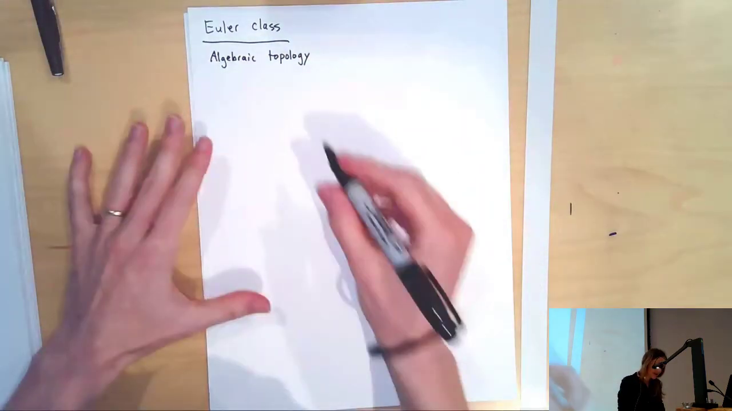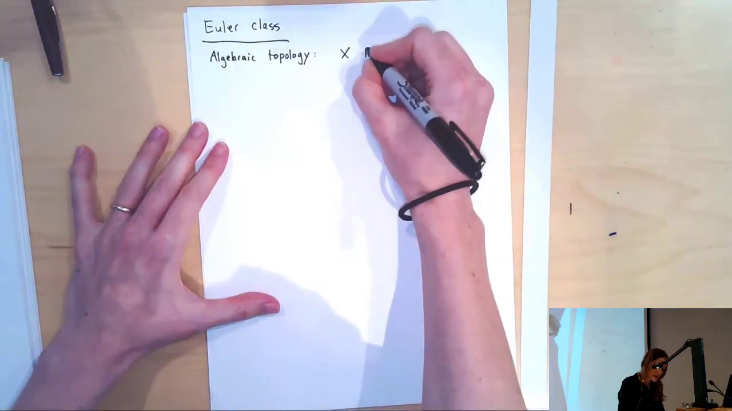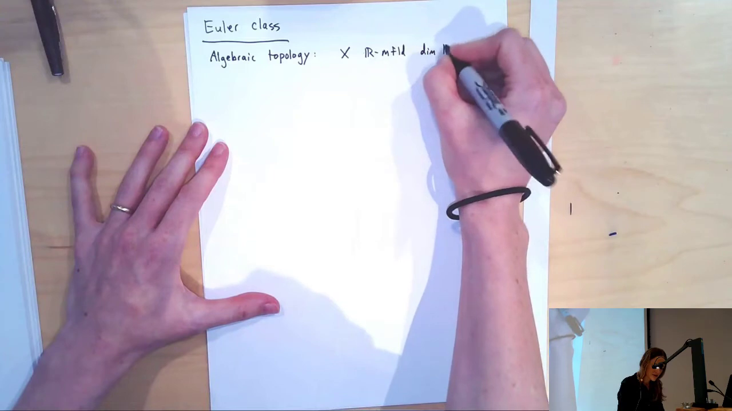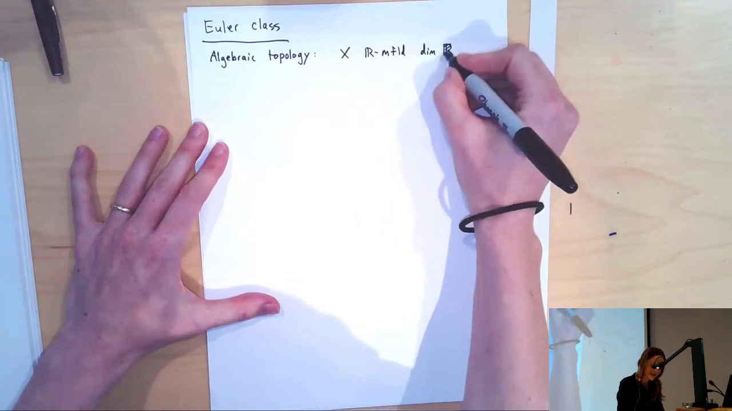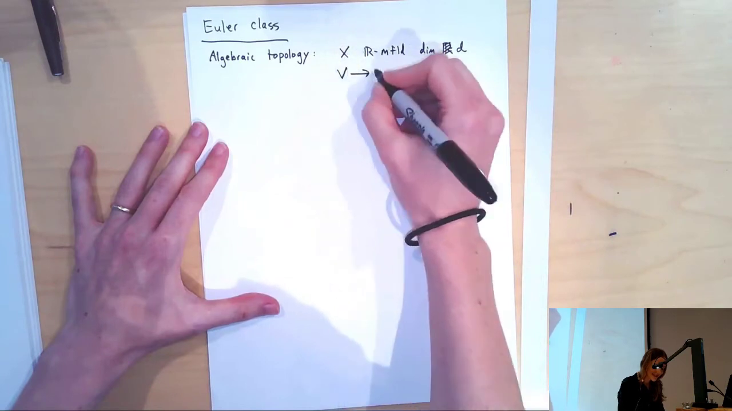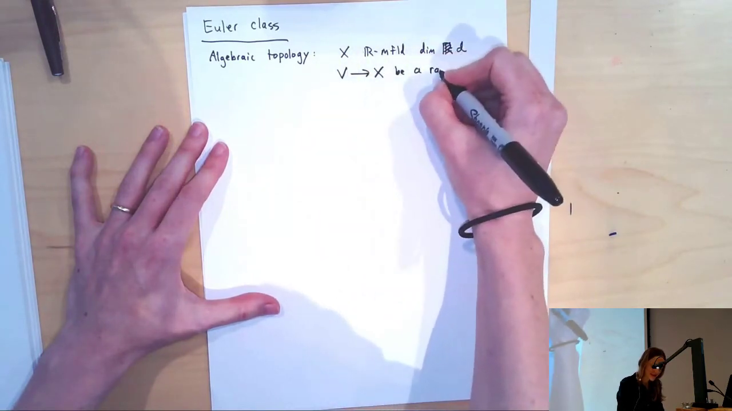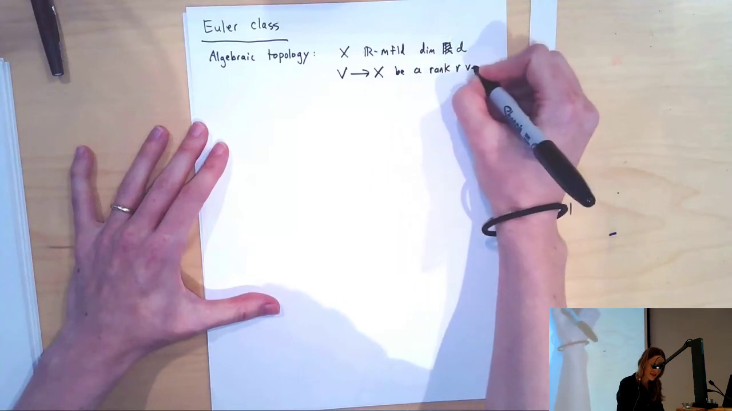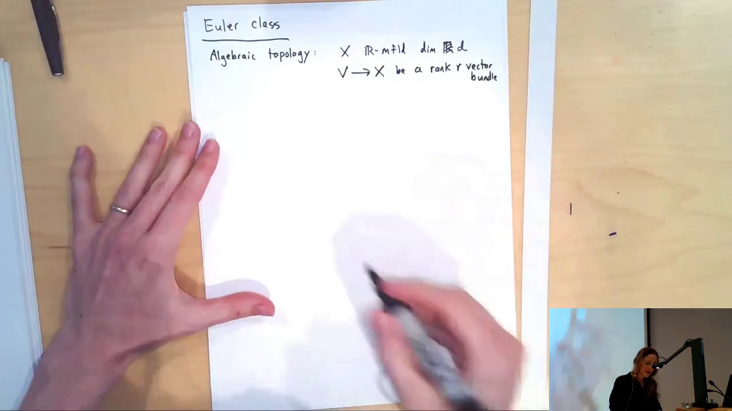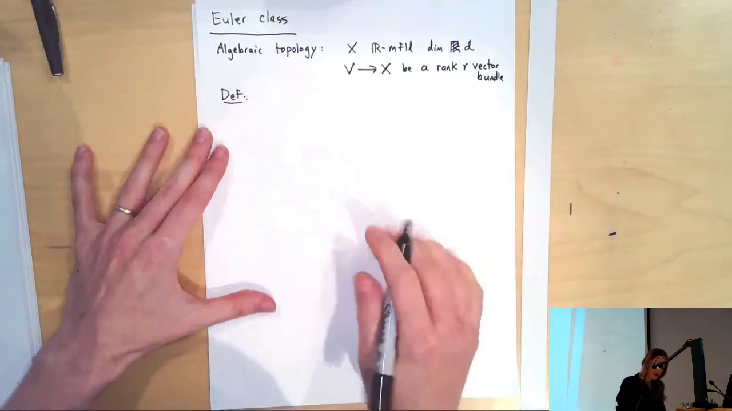So let's let X be a real manifold of dimension D. And let's let V to X be a rank R vector bundle. Then V is oriented if it's equipped with a Thom class.